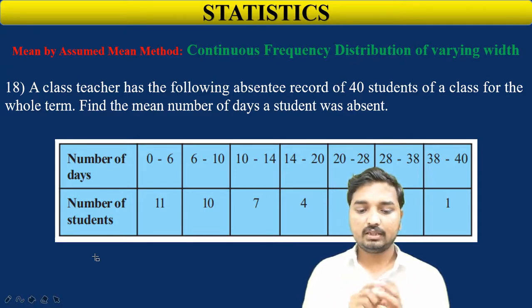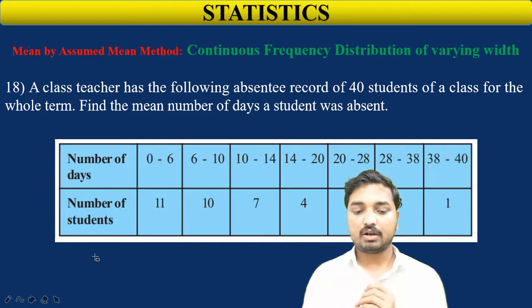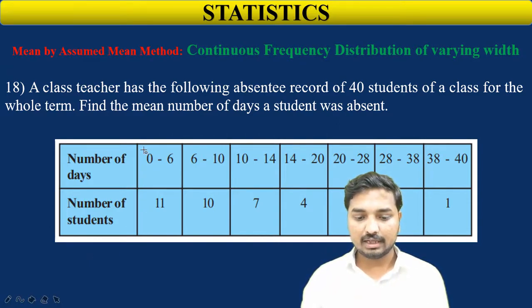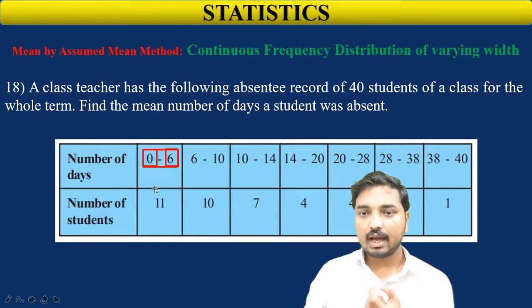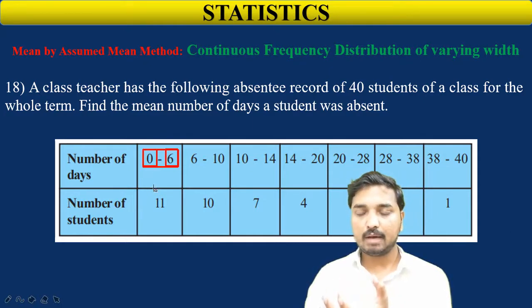Look at the first row: it is the number of days, the class interval. The second row is the frequency. Let me clarify one thing. Look at the class interval 0 to 6. In a class interval, the second number is always greater than the first. Compared to the lower limit, the upper limit is always greater, and that's why it is called the upper limit.